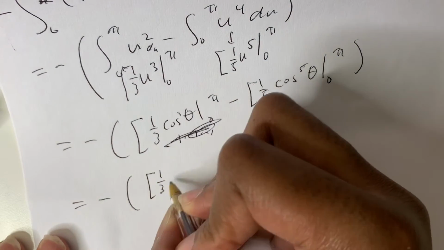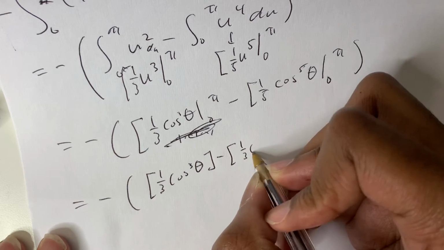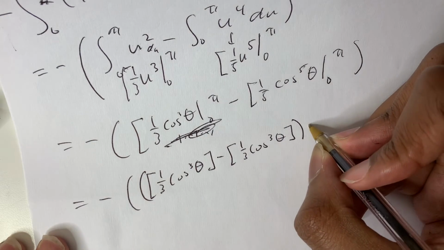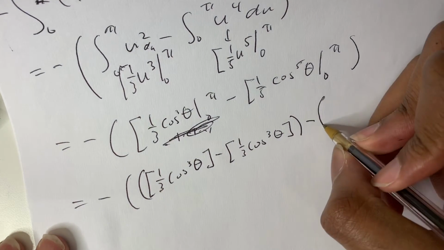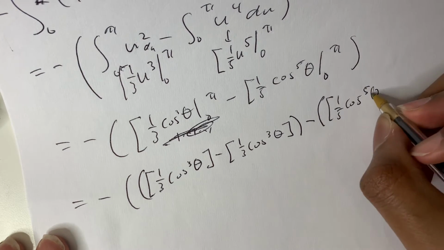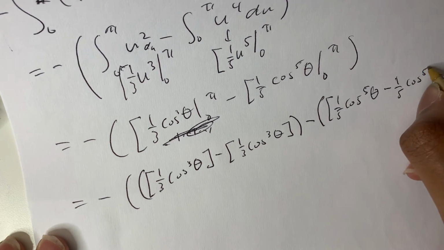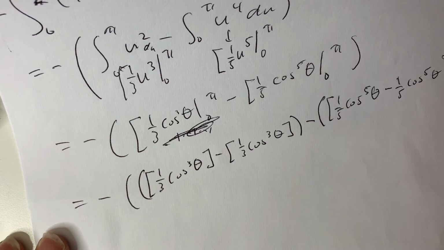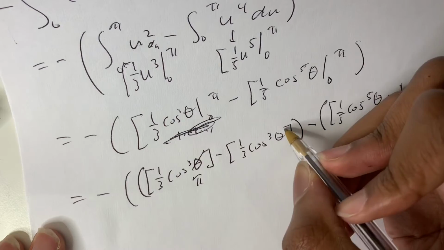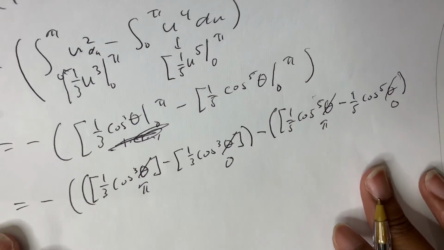This is 1 over 3 cosine cubed of theta, this entire thing subtracted by 1 over 5 cosine to the 5th of theta, and each evaluated with their bounds. So this is going to be cosine of pi, this is going to be cosine of 0, this is going to be cosine of pi, this is going to be cosine of 0.